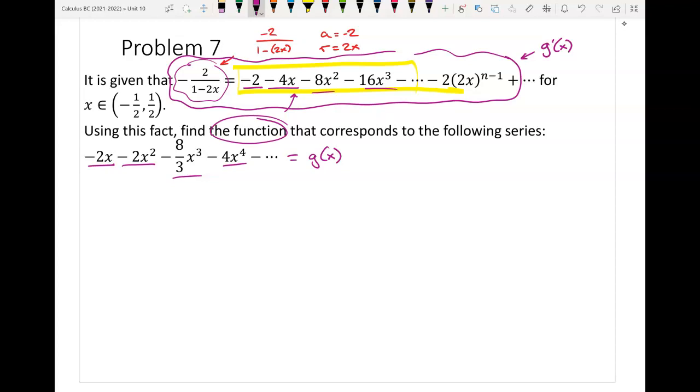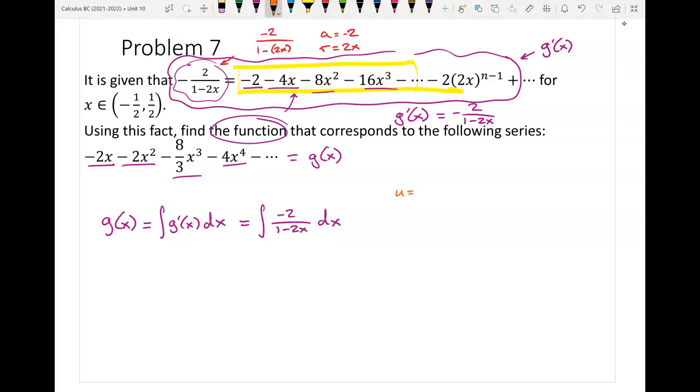Okay? So if I want to know what g of x is as a function, well, maybe I can just take the integral of its derivative and take it backwards, right? Which we are told g prime, the derivative of this function down there, is the function negative 2 over 1 minus 2x. So I can then say, all right, well, that would be the integral of just negative 2 over 1 minus 2x dx.